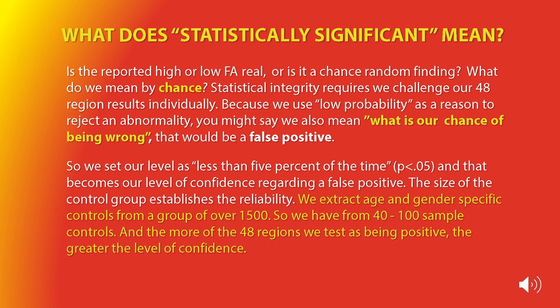So the size of the control group establishes the reliability. Now we extract age and gender-specific controls from a group of over 1,500. So for most patients, we'll have anywhere between 40 and 100 sample controls. And the more of the 48 regions we test as being positive, the greater the level of confidence.